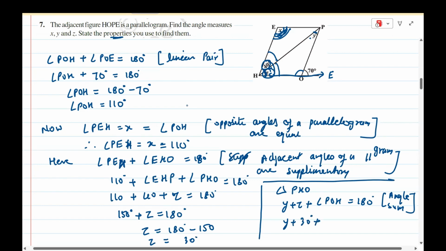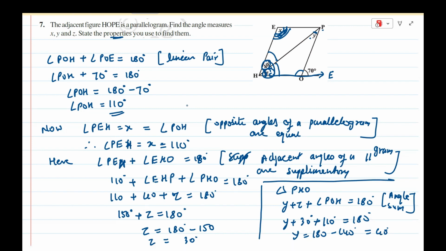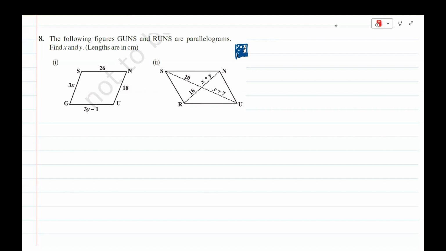Sorry for my bad throat. POH is how much? It is 110 degree. So from here, I can calculate Y is 180 minus 140, which is how much? 40 degree. So angle Y is 40 degree. Correct? Okay, let's move to question number 8.